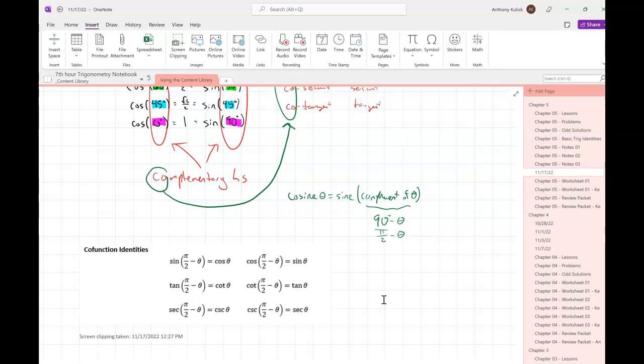Cosine theta is equal to sine of the complement. Cotangent theta is equal to tangent of its complement. Cosecant theta is equal to the secant of its complement. Yada, yada, yada. That's all we're saying here, right?